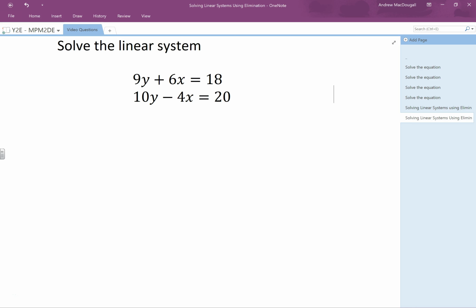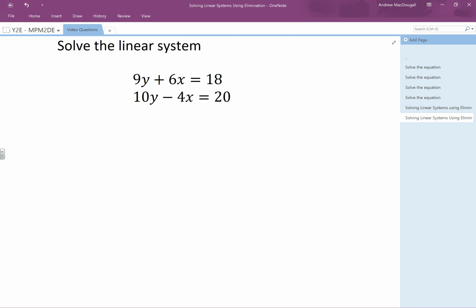So we're going to look at a method of solving linear systems, meaning finding the point of intersection of two lines, called elimination. A system of linear equations is best solved using elimination when you don't have a coefficient of 1 in front of any variable in either equation. So for instance, in this question, 9y plus 6x equals 18 and 10y minus 4x equals 20, it's not that easy to isolate one of the variables by themselves. Meaning solving for x in one of the two equations or solving for y in one of the two equations, as we would in substitution. So we like to use the method of elimination.